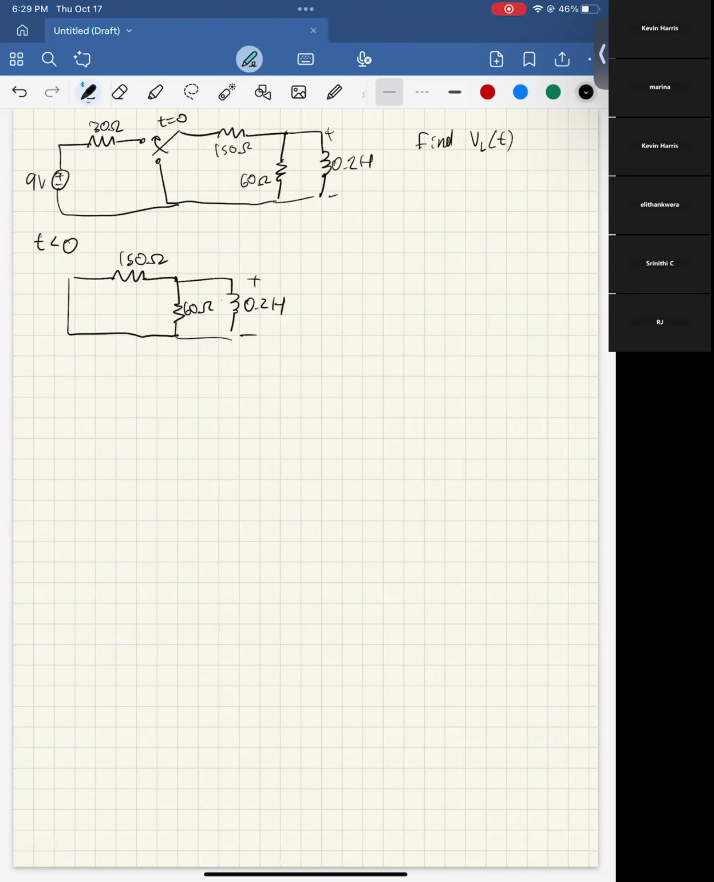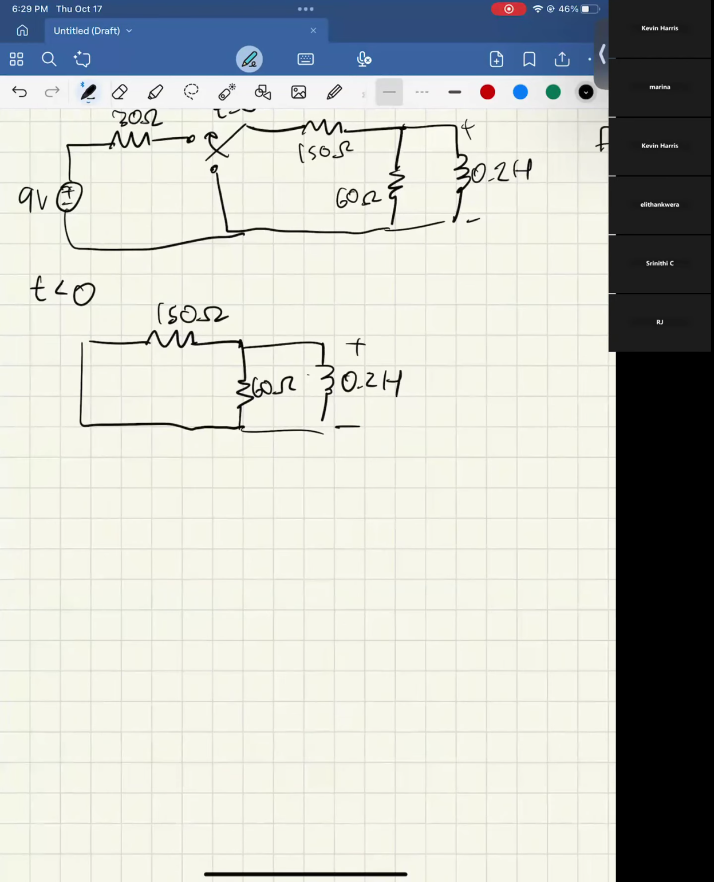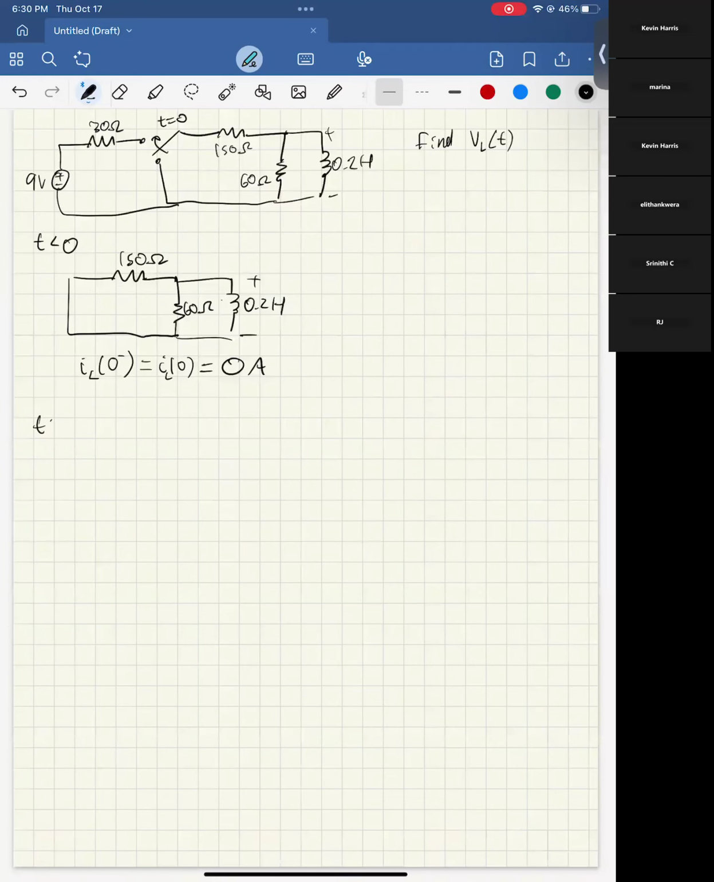So here, if you look at this circuit, if this is your steady state circuit, there's no power source, so there's not going to be any current flowing in the circuit. So you can very easily just say IL of 0 minus equals IL of 0 equals 0 amps. That's just an easy way to get started. Then for t greater than or equal to 0, the switch moves and the rest of our circuit gets introduced.